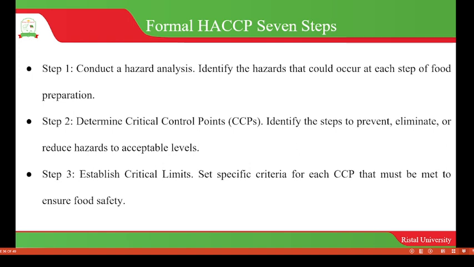So before you start implementing or following the procedures in this system, the first thing you need to do is identify the hazards which could occur at each of the steps of food preparation. And you can do that by preparing a process flow chart diagram which covers all the steps from receipt of raw materials to dispatch of finished products.